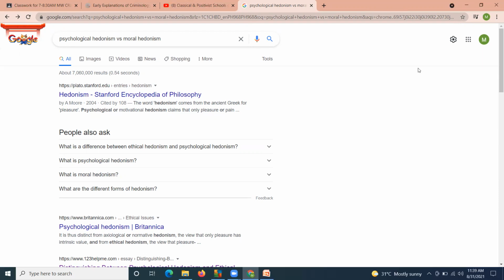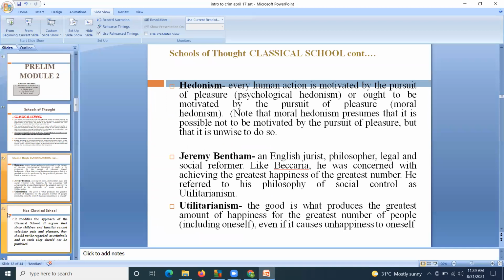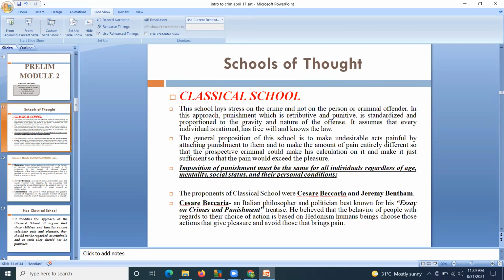So in addition, the classical school itself is a broad label for a group of thinkers for crime and punishment in the 18th and the 19th century. Its most prominent members, as I mentioned, are Cesar Beccaria and Jeremy Bentham, who shared the idea that criminal behavior could be understood and could be controlled as an outcome of human nature. But then again, it can only be controlled if there is a punishment that equates to the crime committed, which should be imposed regardless of the age, the mentality, the social status, and their personal condition.